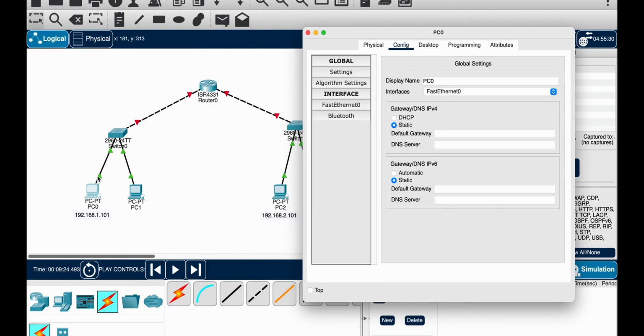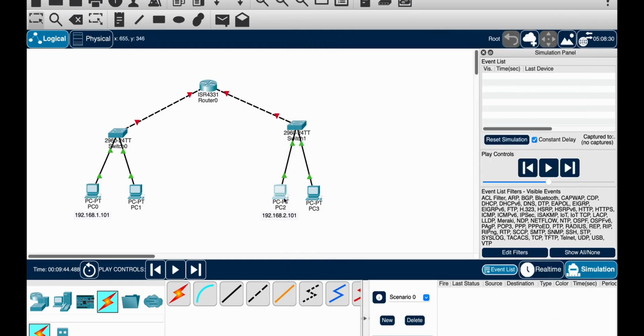So the router is our gateway, and we are going to set this interface's IP address as the gateway for this PC. What that means is, if we want to communicate outside of our local area network, we talk to this interface of the router, and then it's the responsibility of the router to get it to where the packet is supposed to go. Okay, so for our PC0, the default gateway is 192.168.1.1, which is the IP address of this interface of the router. DNS server we don't need for the moment.